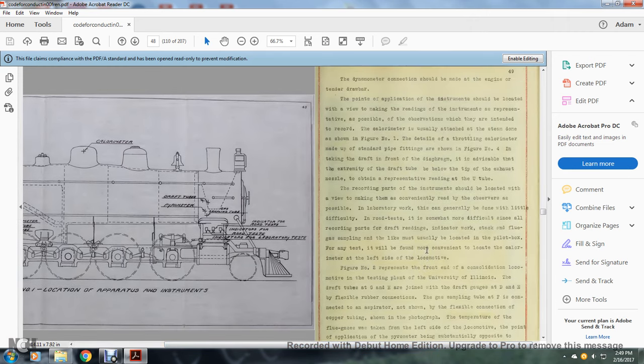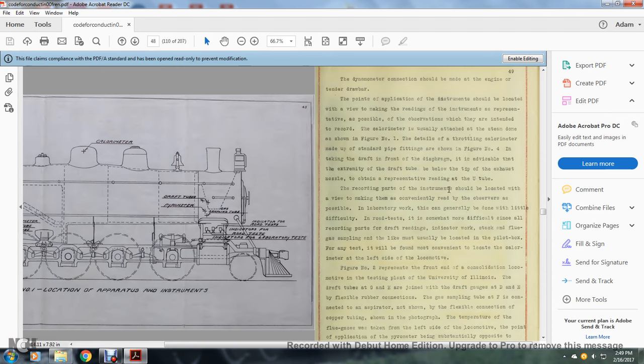Alright, the dynamometer connection should be made at the engine or tender drawbar at the points of the explanation. The instruments should be located with a view to reading the instrument with the most representative observation possible. The calorimeter is usually attached at the steam dome, in figure number 1. The details of the throttling calorimeter, made of standard pipe with fittings, are in figure number 4. The draft is taken in front of the diaphragm, in advance of the extreme draft tube below the tip of the exhaust nozzle, to obtain a representative reading of the U-tube.